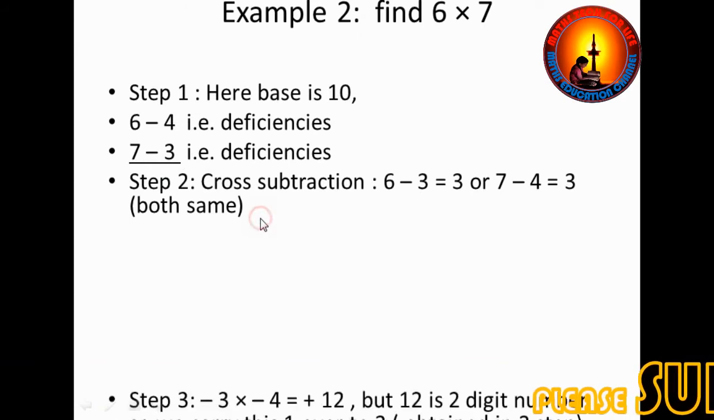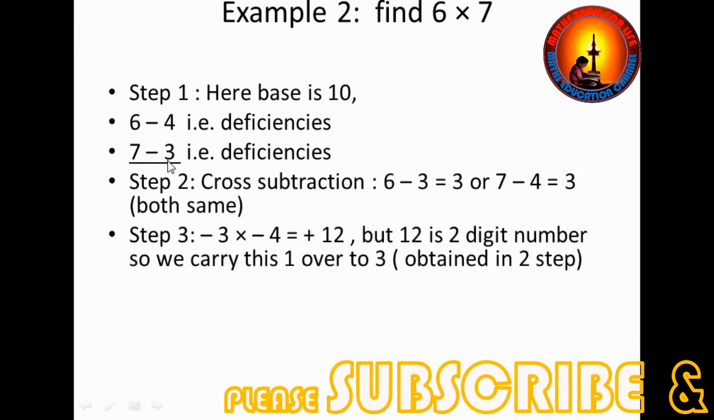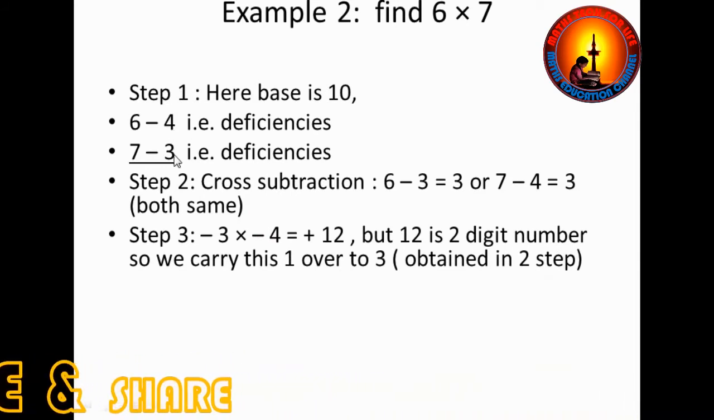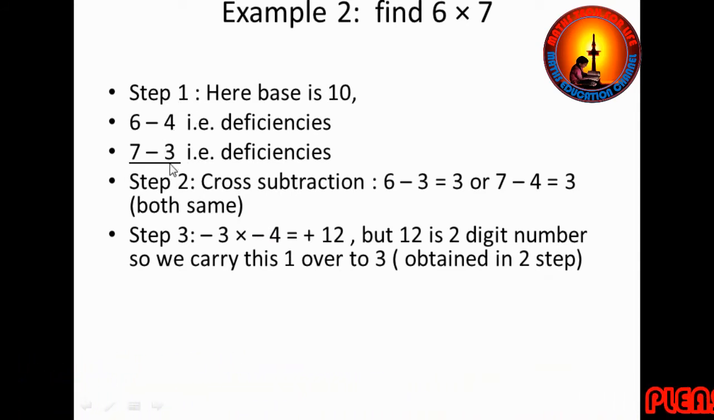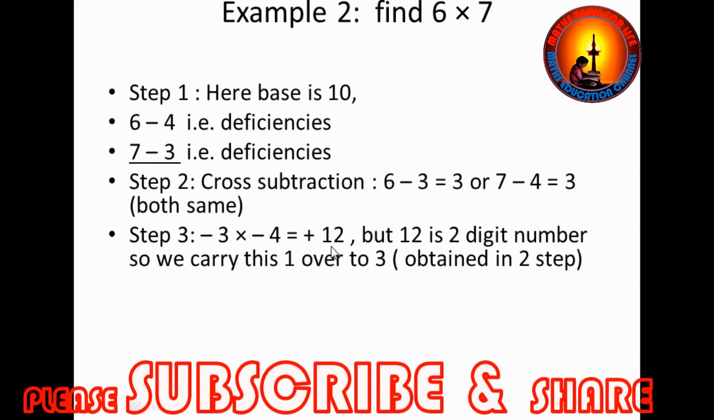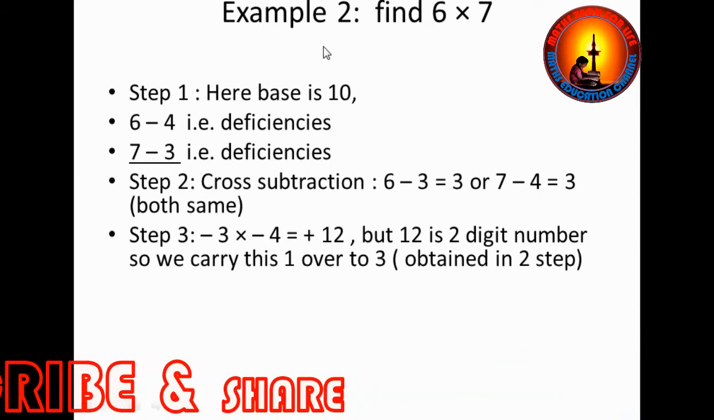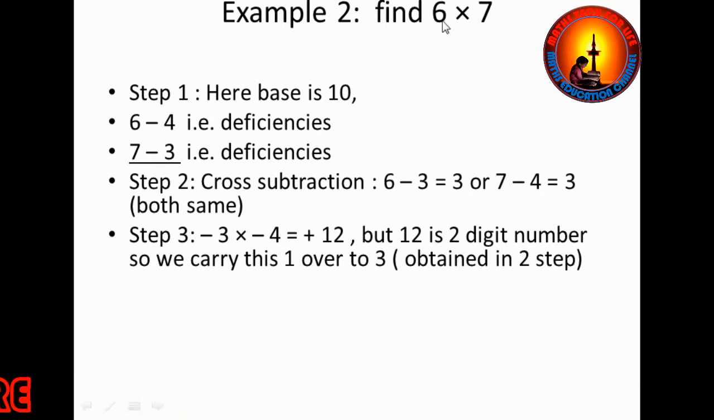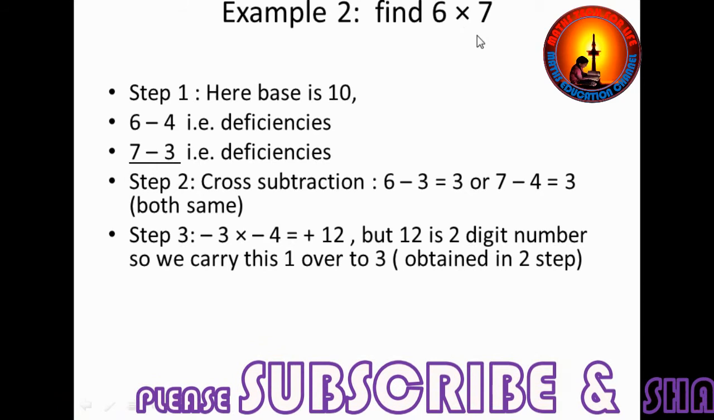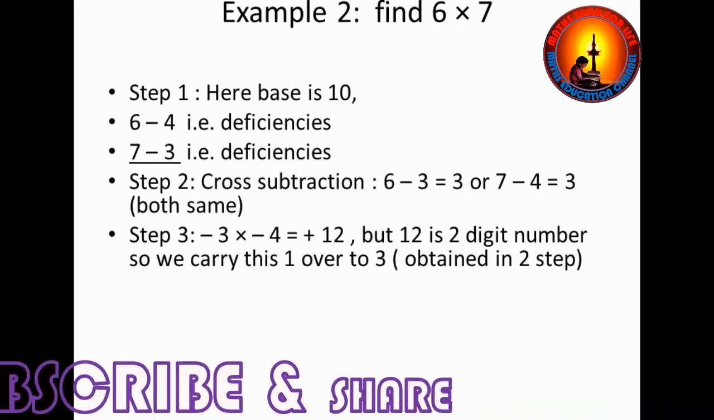Then the next step, what we are going to do is multiply. This is negative 4 and negative 3. You will get positive 12. But here a little bit of change is there. Just by using our common sense we can say that if you multiply two single digit numbers, the answer will be either a single digit or a two digit number.